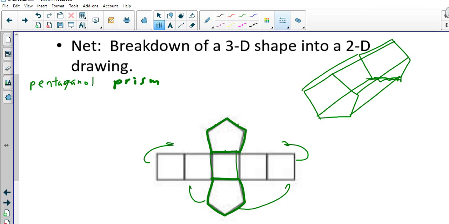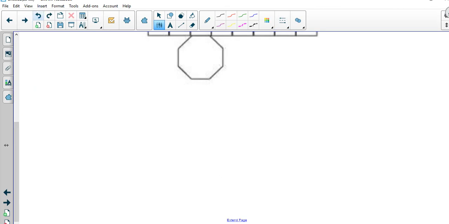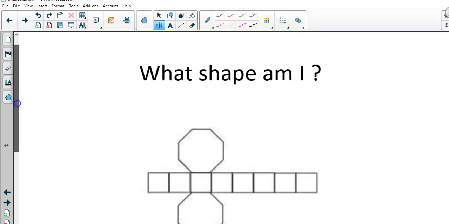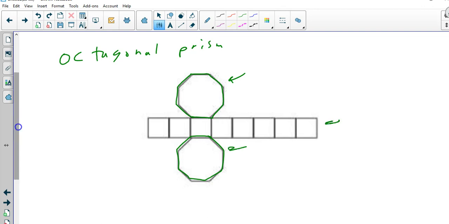Okay, so each of these panels right here is wrapping around the pentagonal prism. So what shape am I? Sorry, the board's acting goofy. Again, 1, 2, 3, 4, 5, 6, 7, 8. Pentagonal, and there's two of them. So you know you have a prism because you have two shapes the same. And again, you have one base here, and this is the wrapping that goes around, the lateral pieces, the lateral rectangles.